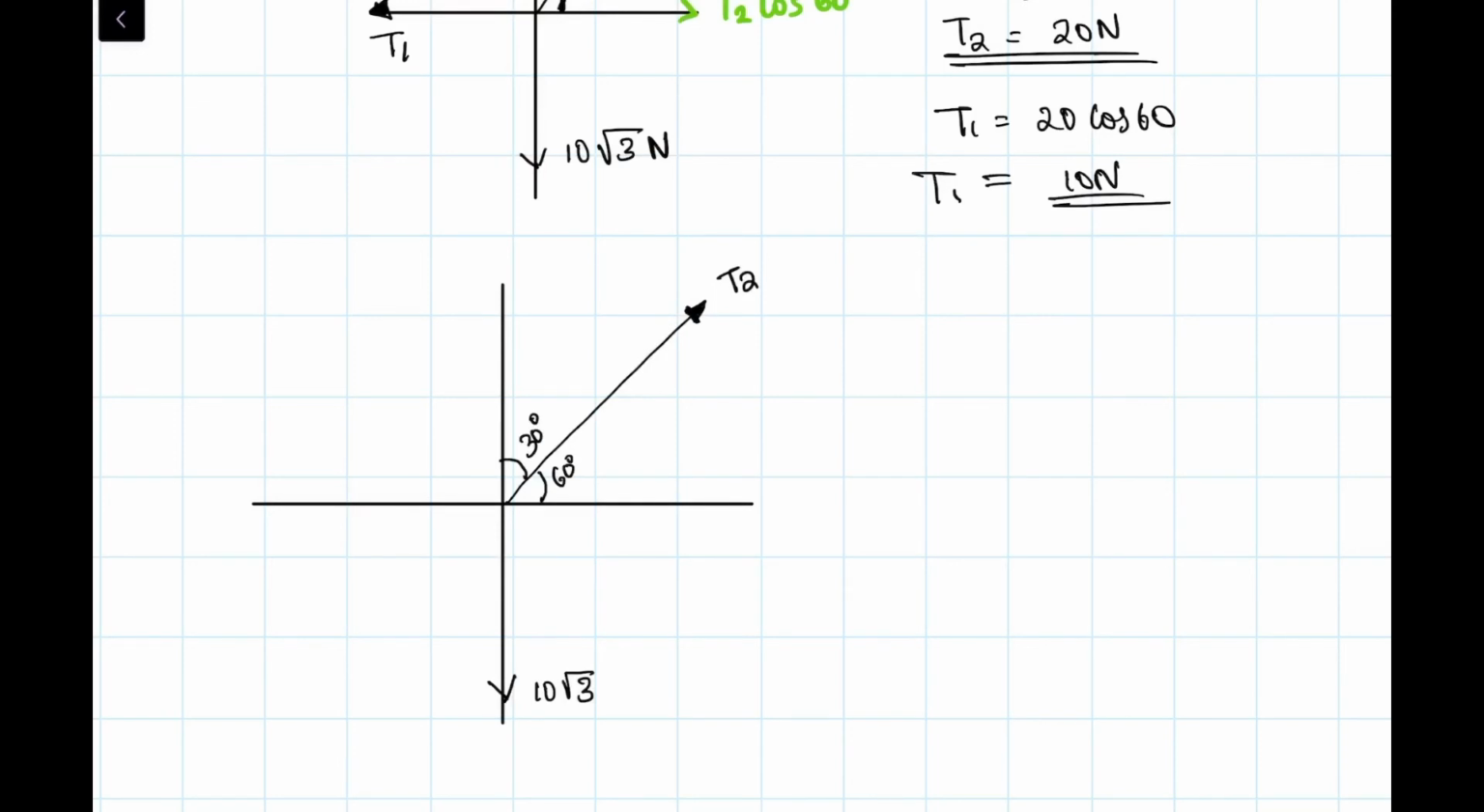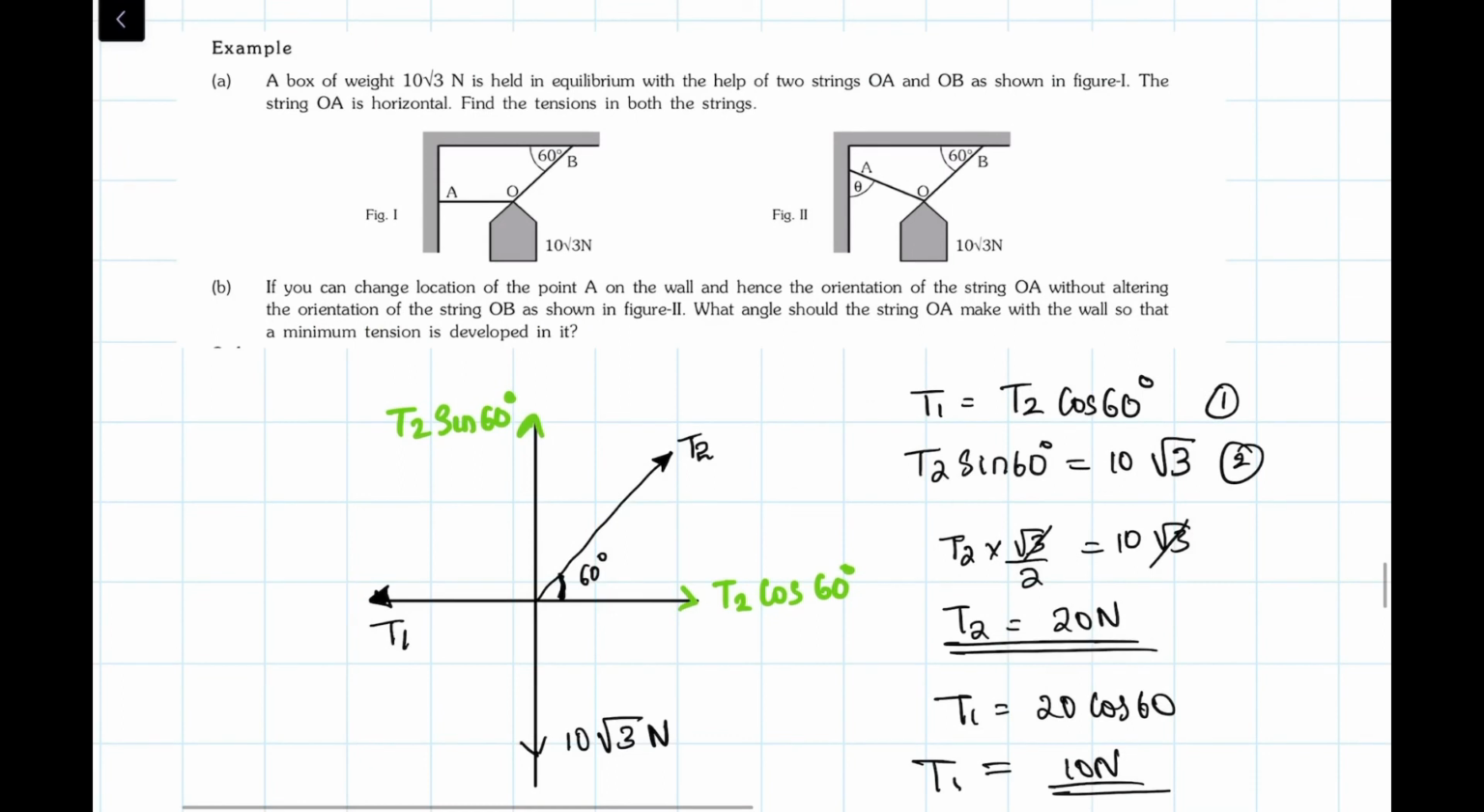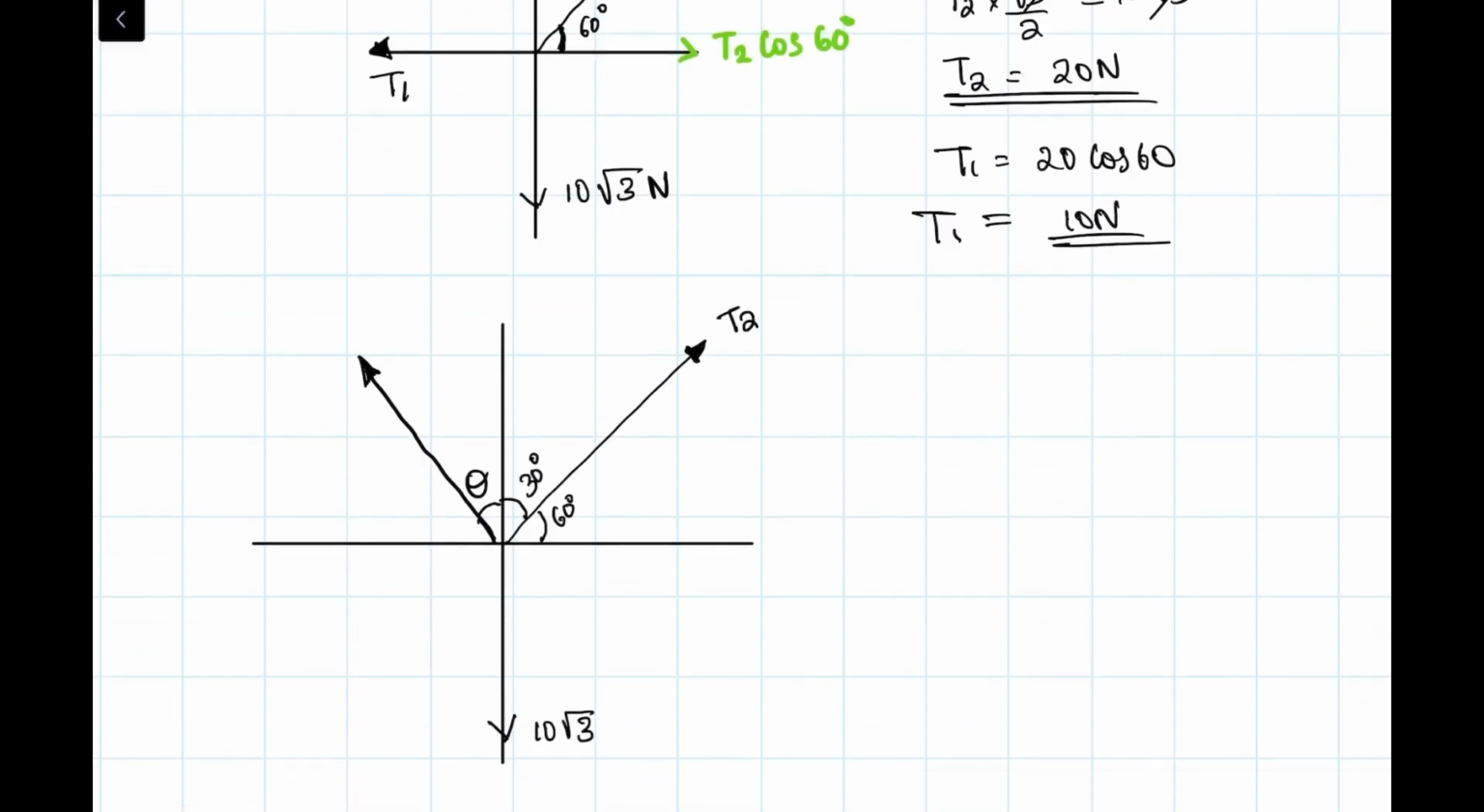Now let me draw T1. T1 will be something like this. I don't know that angle, so for T1, let's mark an arbitrary angle theta. Where will that theta be? The theta will come over here. If you have doubt, let me show the figure. Theta is here, right? Once you draw the free body diagram, theta will come here. So that's what I have drawn here, and T1. Yes. Now we can write the equations.